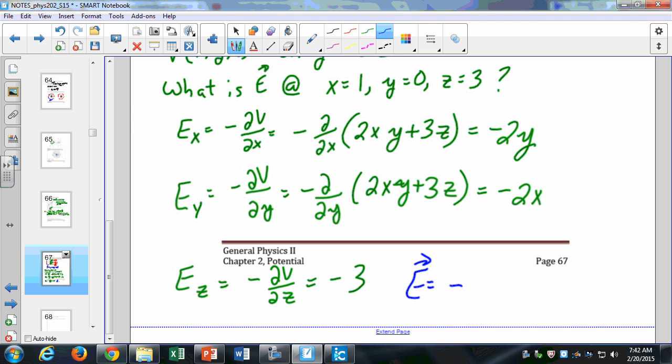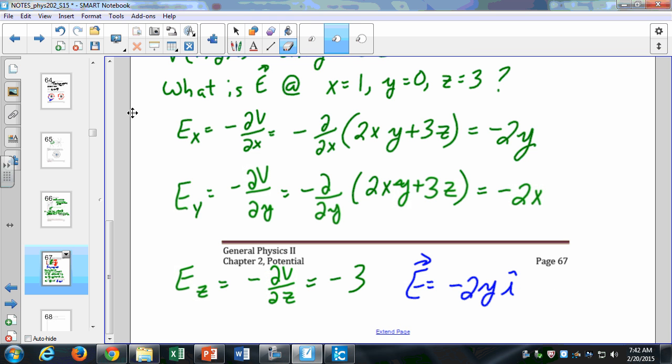It's going to be negative 2y in the i direction minus 2x in the j direction minus 3 in the z direction. Excuse me, minus 3k.